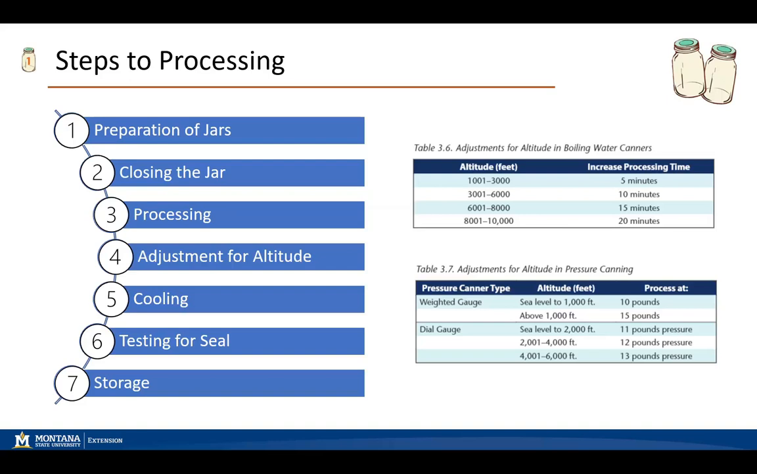To pack the jars, there are 2 methods, a raw pack or a hot pack. Recipes will designate which method to use. And before closing the jar, you must measure the headspace. The headspace is the space between the jar lid and the top of the food or canning liquid. Pressure canned foods require a larger headspace.